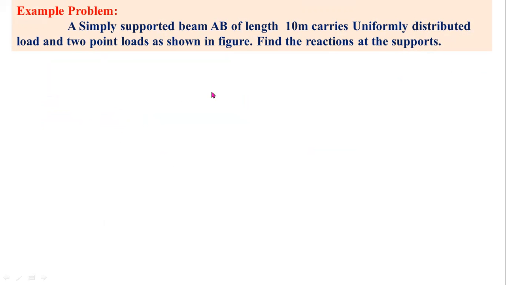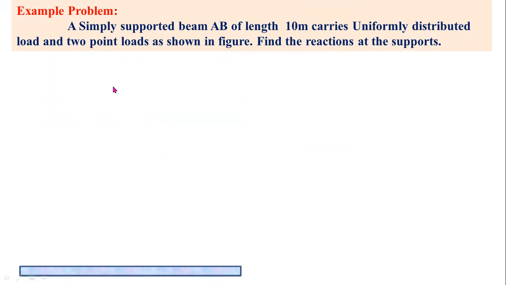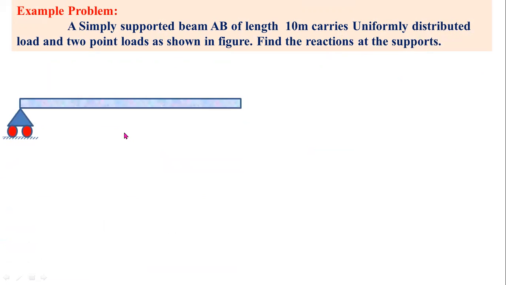A simply supported beam AB of length 10 meters carries uniformly distributed load and 2-point loads as shown in figure. Find the reactions at the supports. Here is the given diagram. ABCD is the beam, simply supported beam.